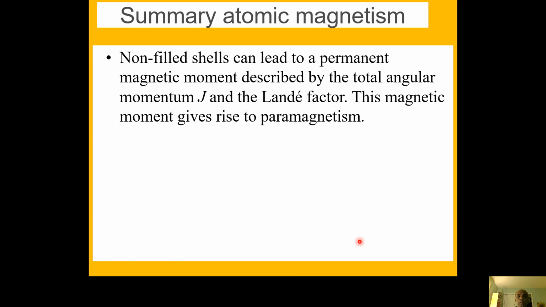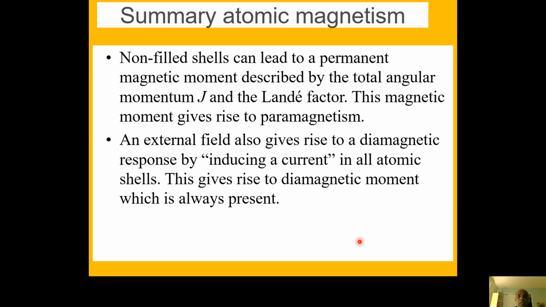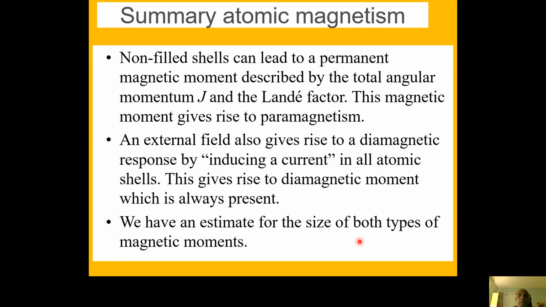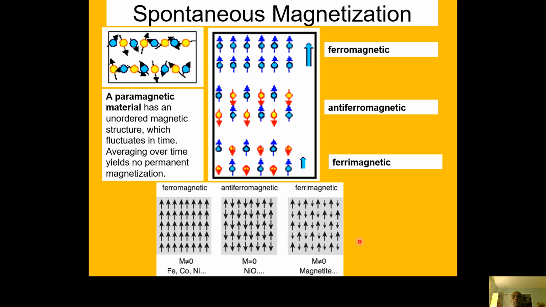So this is the summary. We talked about how non-filled shells can lead to permanent magnetism by the total angular momentum J and the Landé g-factor. That will give you paramagnetism. Also, when you have an external magnetic field, you have diamagnetism as a response, due to this Lenz law, right? Then we have an estimate for the size of both types of magnetic moments. We have calculated mu_eff for both paramagnetic and diamagnetic properties.